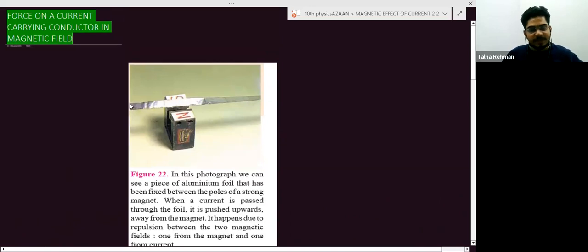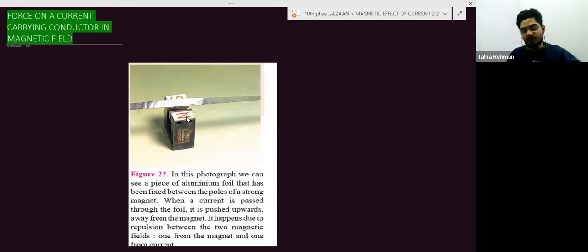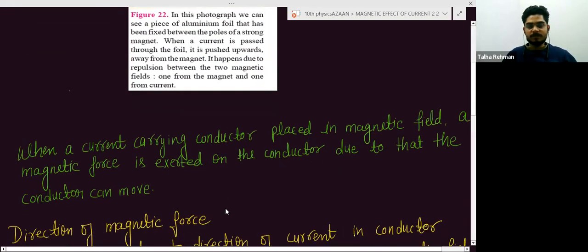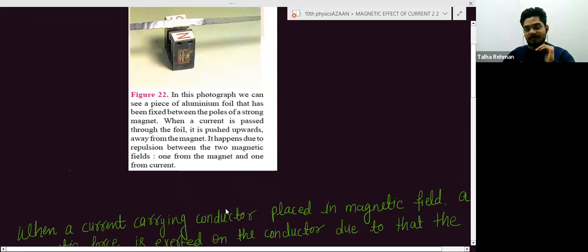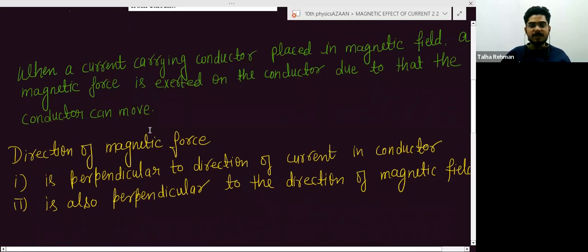So basically, if in this conductor there is current, due to that there will be one magnetic field, and this is the magnet, and due to this magnet there will be another magnetic field. So both the magnetic fields here are repelling. Due to that, this conductor will be pushed upward. Means this conductor experiences some magnetic force, you can say. So a current carrying conductor in a magnetic field experiences a force, and the direction of this force is perpendicular to the direction of the current in the conductor, and also perpendicular to the direction of the magnetic field.